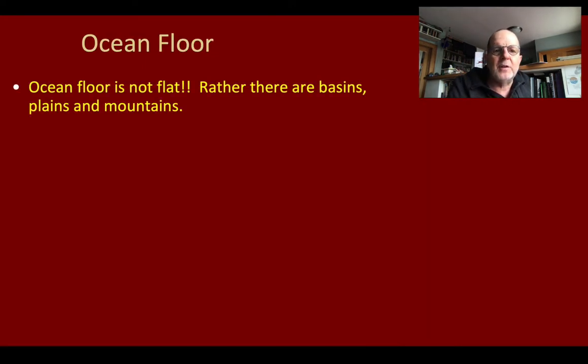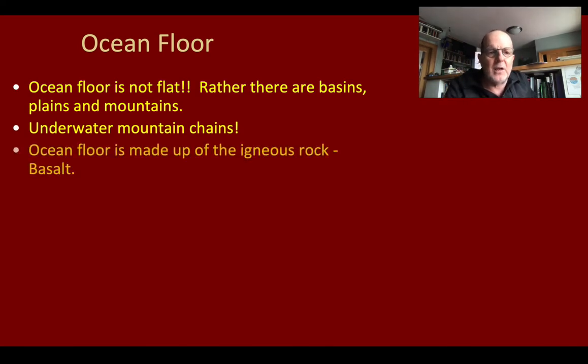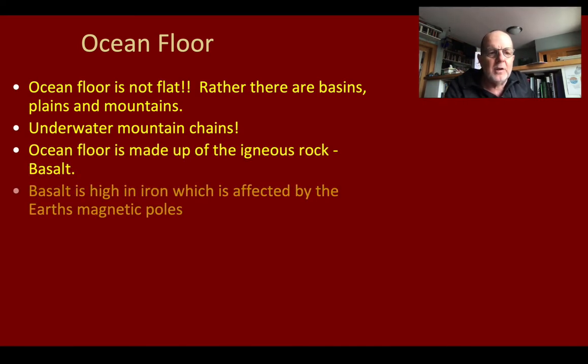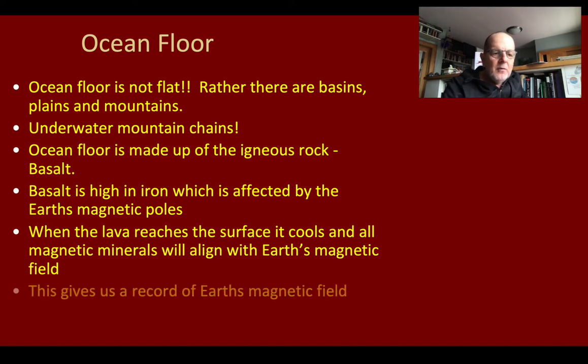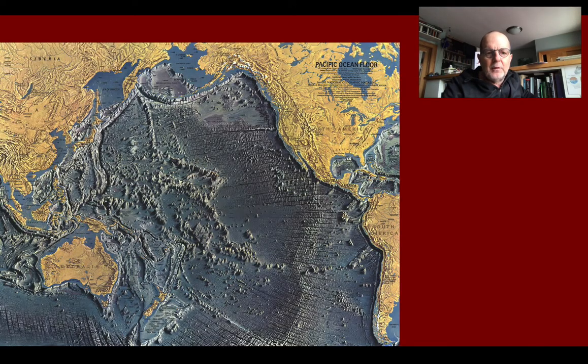Ocean floor. Ocean floor is not flat. Rather, there are basins, plains, and mountains. Underwater mountain chains. Ocean floor is made up of igneous rock basalt. Basalt is higher in iron, which is affected by the Earth's magnetic poles. When the lava reaches the surface, it cools, and all the magnetic materials will align with the Earth's magnetic field. This gives us a record of the Earth's magnetic field.